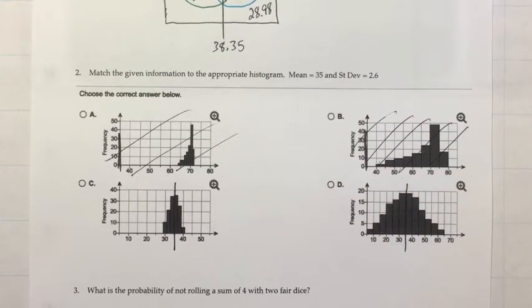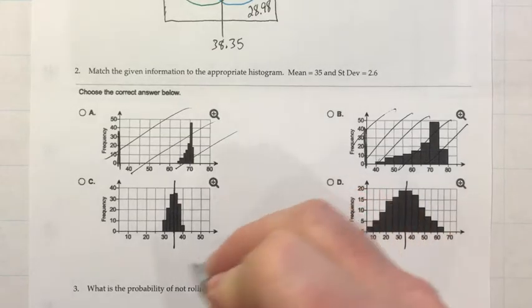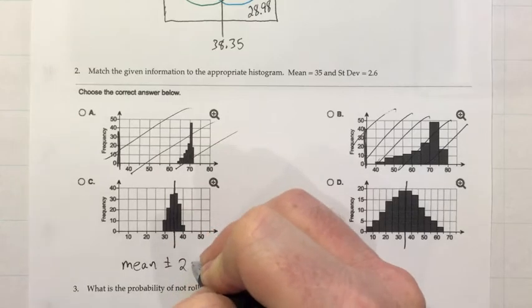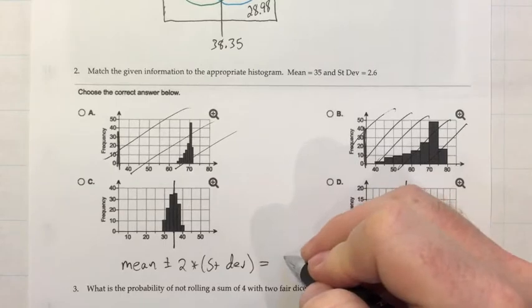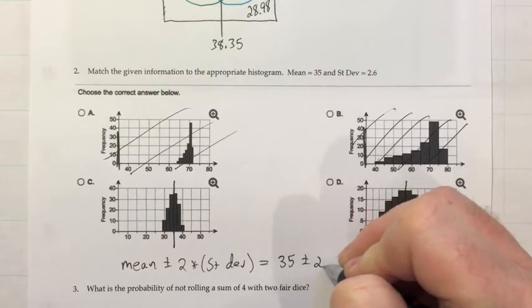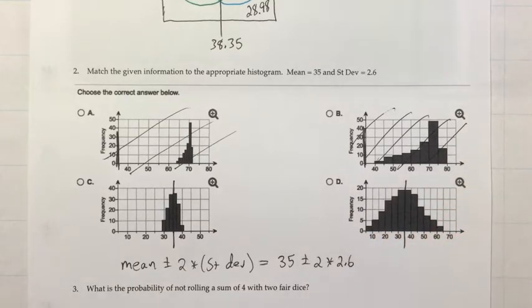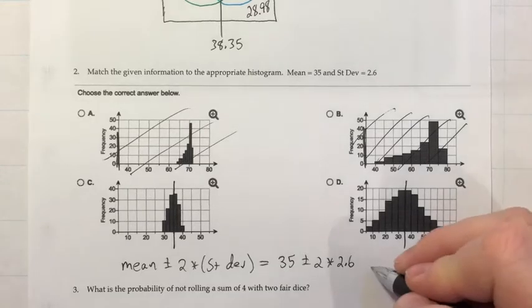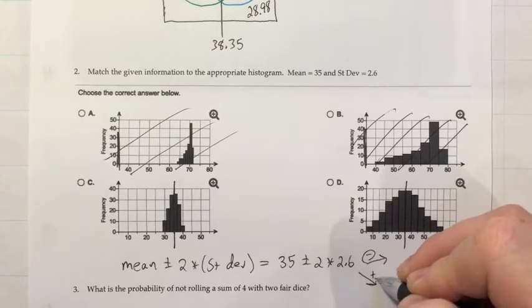So what we want to do with that is use the idea that most of your data set will lie within 2 standard deviations of the mean. So let's make a calculation where we take the mean plus or minus 2 times the standard deviation. So that would be 35 plus or minus 2 times 2.6. And again, according to the empirical rule, you should have about 95% of your data within 2 standard deviations. So let's see what these boundaries are. Let's see what you'd get with a minus and then what you would get if you did the plus.